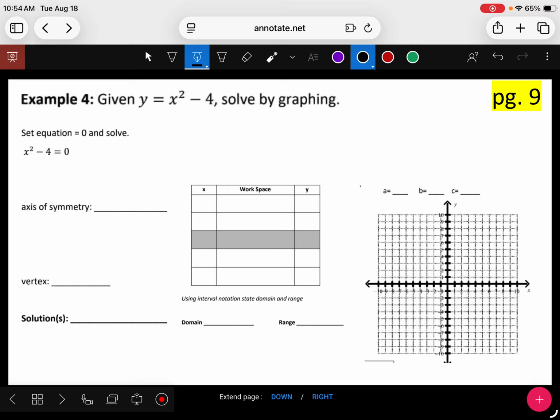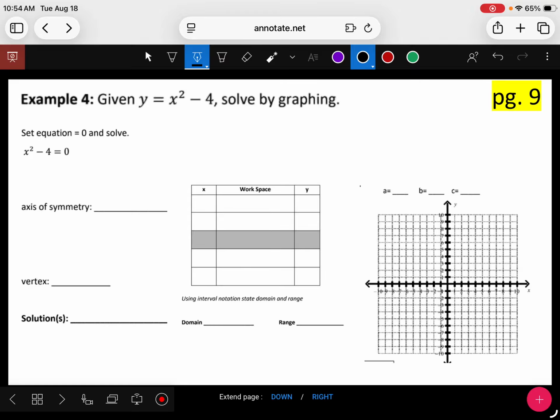All right, let's go to page 9. So everything in this class is a handout. So you're going to get a lot of handouts. So that's why I feel like a binder would be better. And I do have some extras.